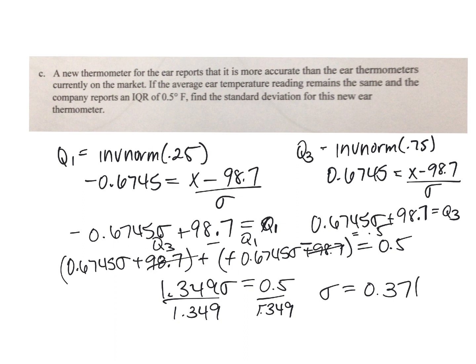So 0.371 is the new standard deviation. Right, so you have to kind of dig back into your algebra and ask, okay, what do I know? What can I do? How can I manipulate these equations to make them equal the 0.5?